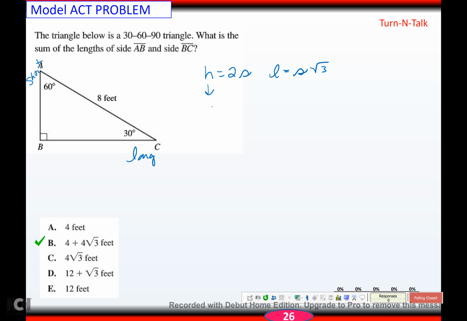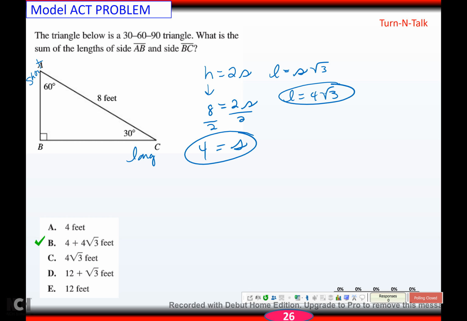So my hypotenuse, which is 8, has to be 2 times my short side. So my short side has to be 4. My long side then has to be 4 square roots of 3. And if I add my short side plus my long side, I have 4 plus 4 square roots of 3. B.